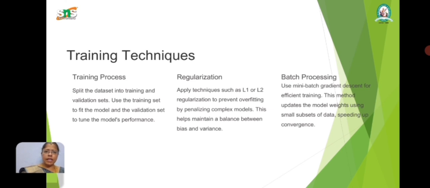And what are the training techniques to be involved to train a model? Training process, regularization, and batch processing. The training process fits the model, and the validation set tunes the model's performance. And the regularization, like L1 and L2 regularization, prevents overfitting the data and leads to better accuracy. It helps to maintain the balance between the bias and the variance. The batch processing method updates the model weights using small subsets of data, speeding up convergence.